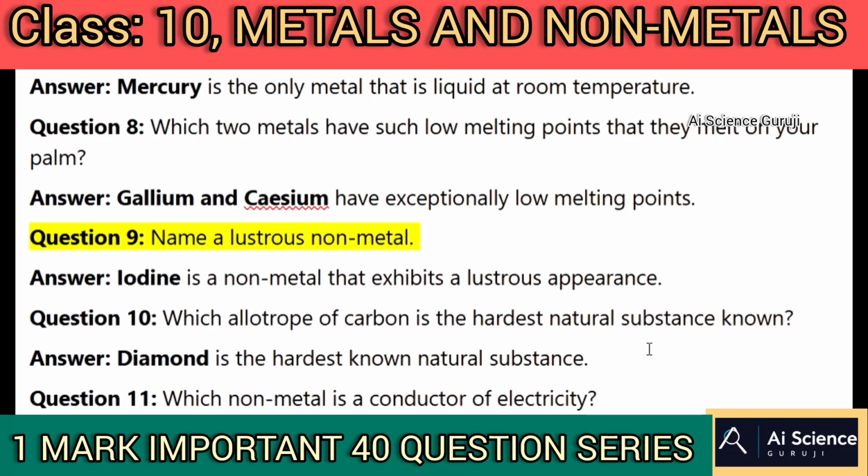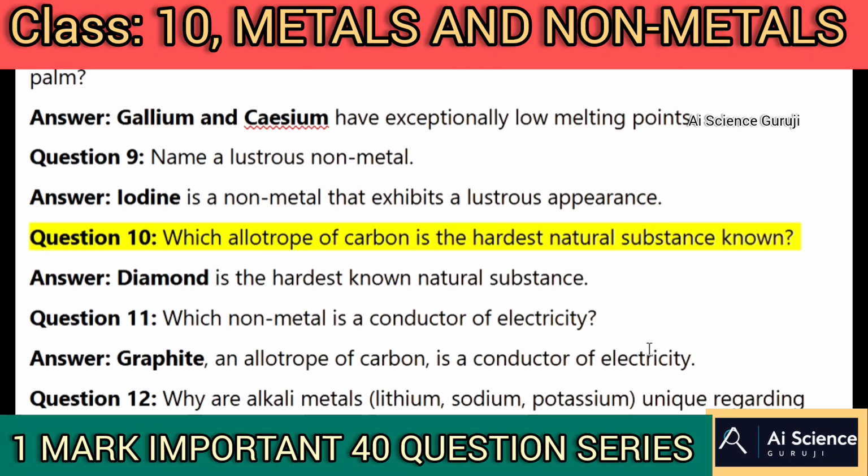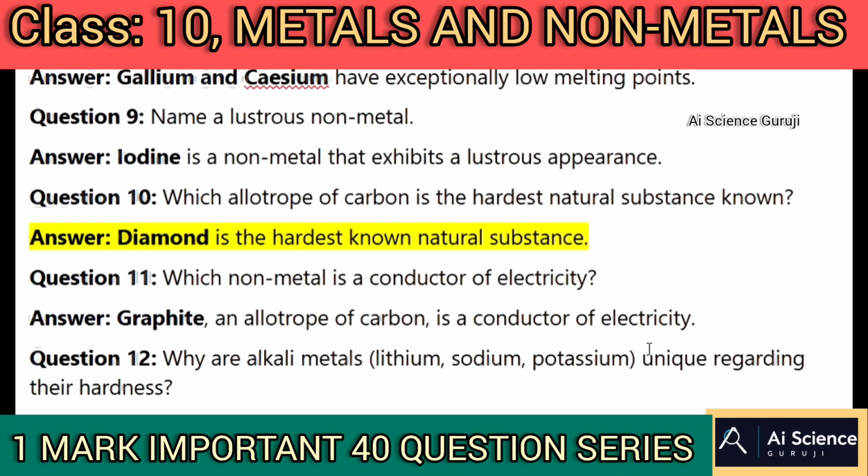Question 9. Name a lustrous non-metal. Answer. Iodine is a non-metal that exhibits a lustrous appearance. Question 10. Which allotrope of carbon is the hardest natural substance known? Answer. Diamond is the hardest known natural substance.